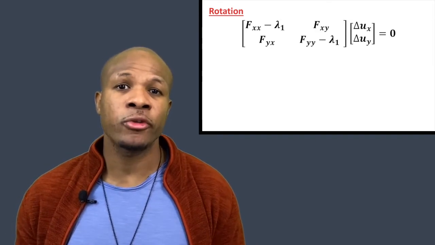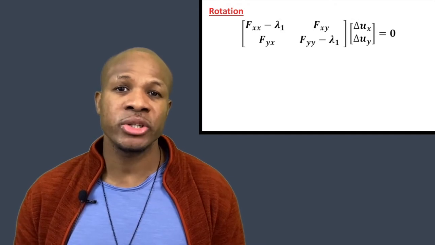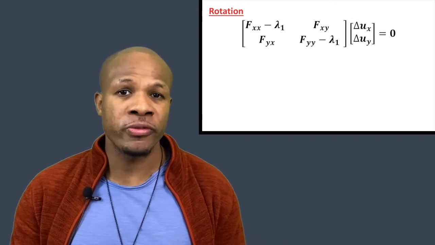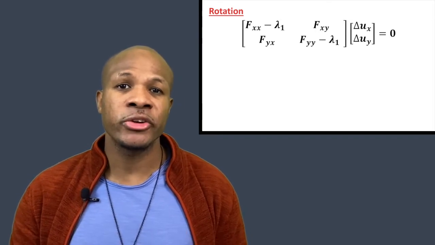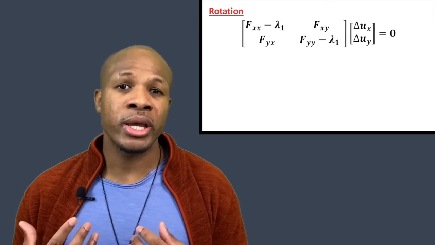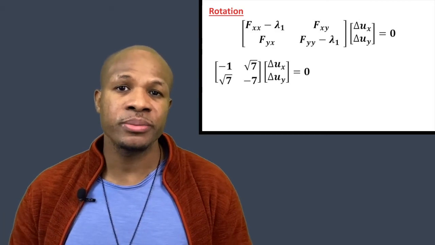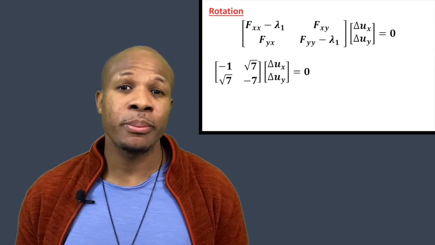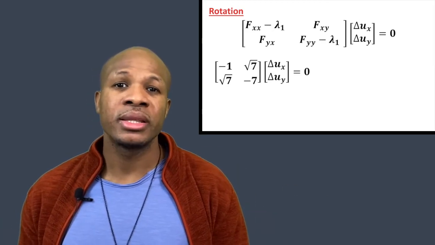So since we have solved for our lambdas, we can go back to the expression that we started with, which was this 2x2 matrix times our vector u or v. We'll start off with vector u. So this 2x2 matrix times our vector u equals 0. And now we can go ahead and plug in 5 for lambda 1 and plug in our second order derivatives into this matrix. And when we do that, the matrix becomes negative 1, radical 7, negative 7.